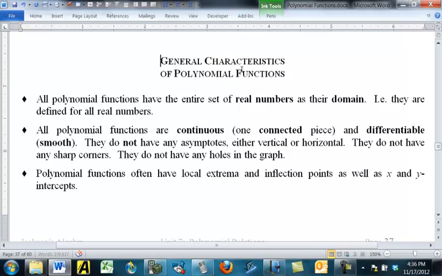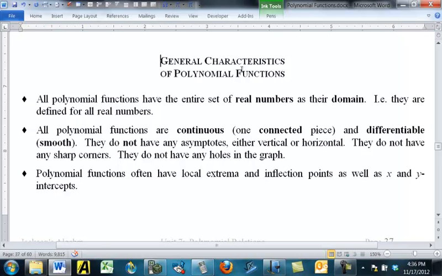I think I'm just going to keep rolling here. General characteristics of all polynomial functions. Let's summarize. All polynomial functions have the entire set of real numbers as their domain. They're defined for all real numbers. They're continuous, one connected piece.